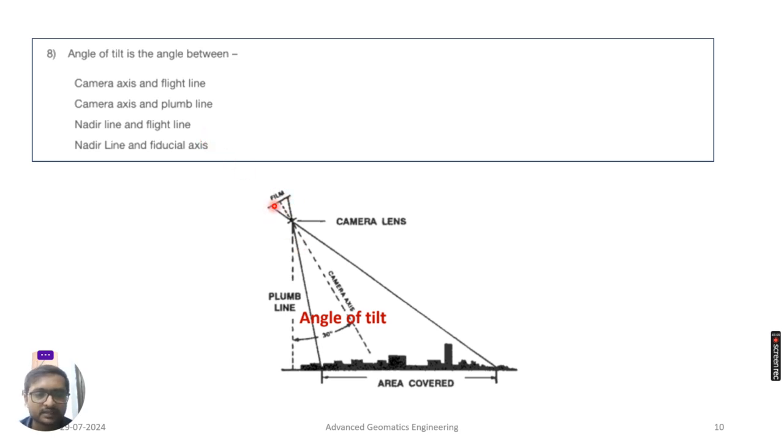Let's say you have your camera mounted on a satellite or some kind of airplane or drone, it will see the city like this. So this is the axis of the camera, and this is the plumb line, which is the line going in the direction of gravity, exactly down. It is the line at 90 degrees to the surface, and the angle it makes with the camera axis is known as the angle of tilt.